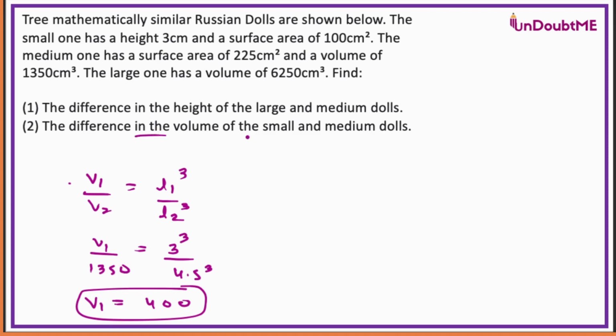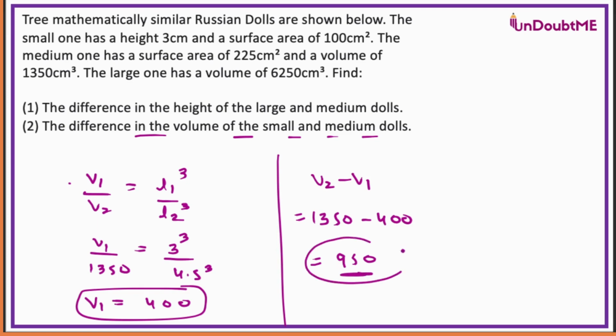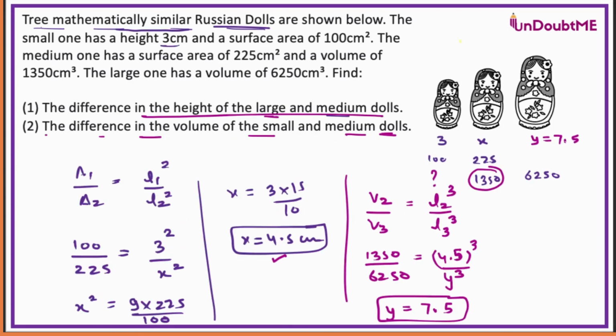So now they were asking difference between volume of small and medium. So I have to do V2 minus V1, that is 1350 minus 400, and that gives me 950. So that is the answer for the second one. So just go through it one more time. There is one question for sure from this topic in your exam, so just make sure that you understand these things properly.